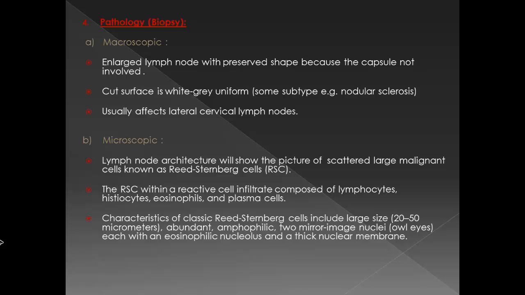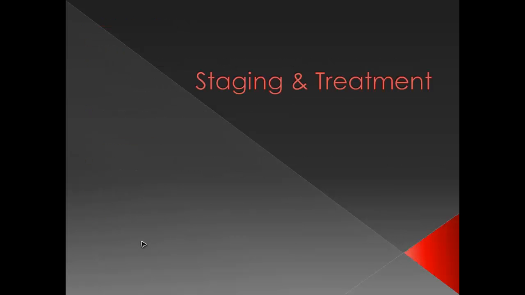Under the microscope, the lymph node architecture will show a picture of scattered large malignant cells known as Reed-Sternberg cells. The Reed-Sternberg cells lie within a reactive cell infiltrate, usually composed of lymphocytes, histiocytes, eosinophils, and plasma cells, as described before. Characteristics of classic Reed-Sternberg cells include large size, between 20 to 50 micrometers, abundant amphophilic cytoplasm, and two mirror image nuclei, each with an eosinophilic nucleolus and a thick nuclear membrane.